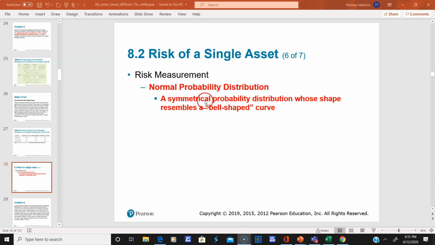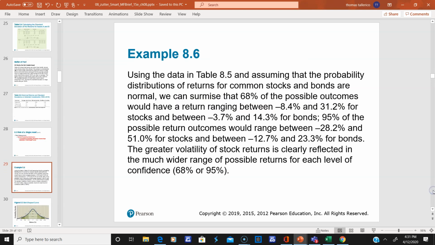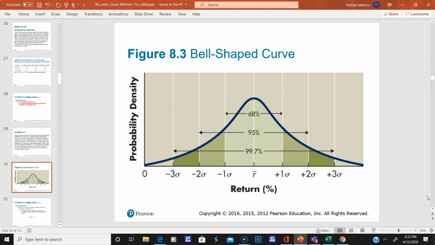This is where we left off, and we were talking about bell-shaped curves, all right? Normal probability distribution. And here's an example, so you can go over that example at your leisure. This is what a bell-shaped curve looks like.